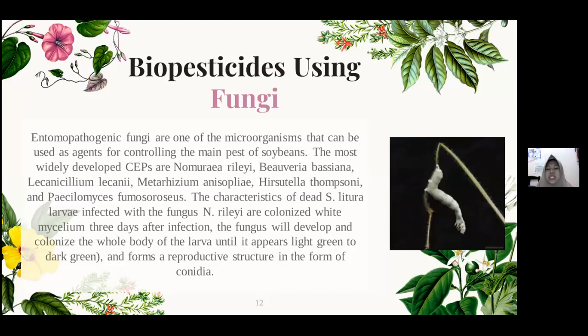The characteristic of dead S. litura larvae infected with the fungus are colonies of white mycelium 3 days after infection. The fungus will develop and colonize the whole body of the larva until it appears green to dark green and forms a reproductive structure in the form of conidia.